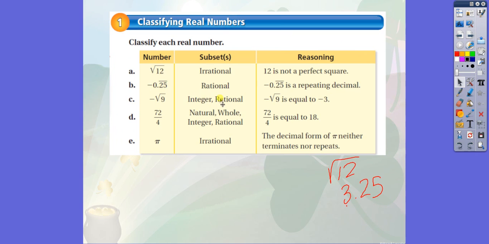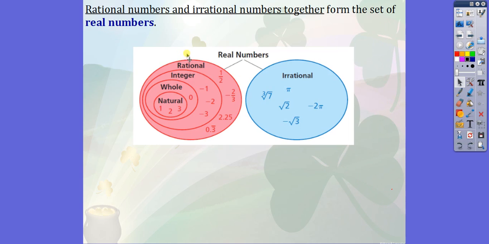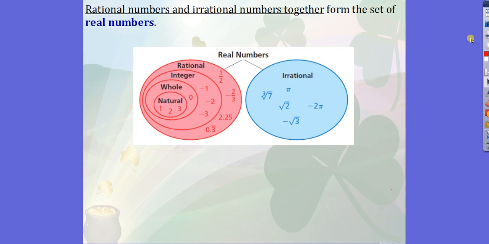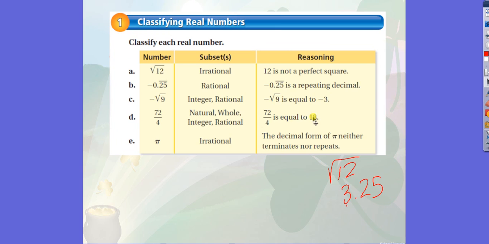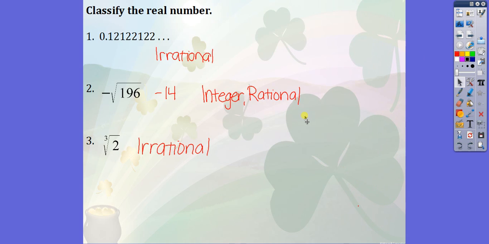So integer and rational. Some of you, seeing 72 over 4, would immediately say rational and stop. You've got to simplify. See if you can simplify. 72 over 4 actually equals 18. So it's all of them: natural, whole, integer, and rational. And pi is in our irrational circle, and it's irrational.